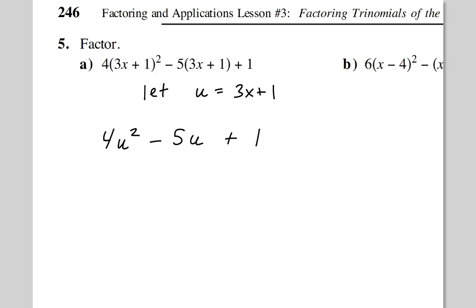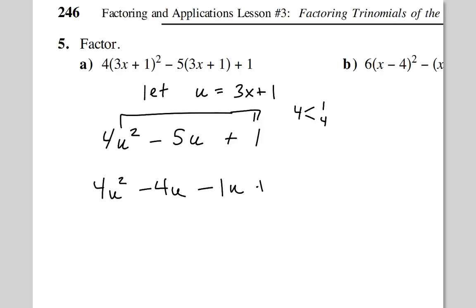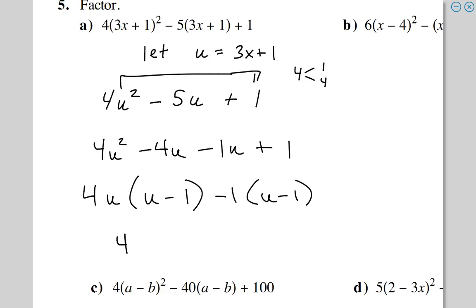Okay, so what to do about this? What's the AC? 4. How's it going to break down? 1 and 4, obviously. And they both have to be negative. Okay, so put the 4 first. Put the 1 second. This works out nice. Take out a 4u. You get u minus 1. Take out a negative 1. You get u minus 1. 4u minus 1, u minus 1.